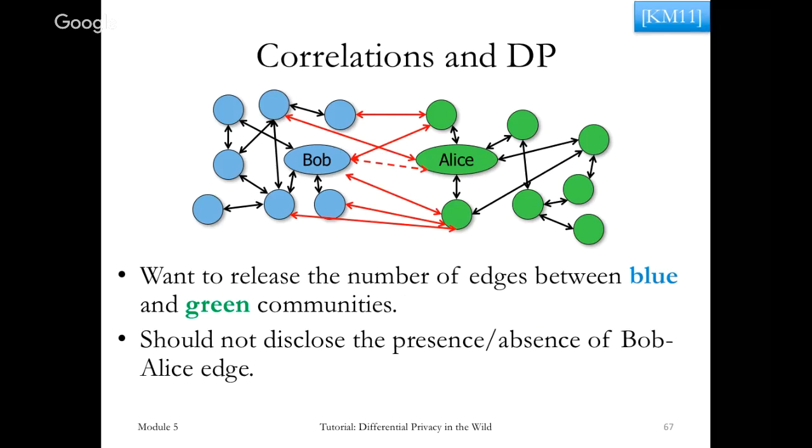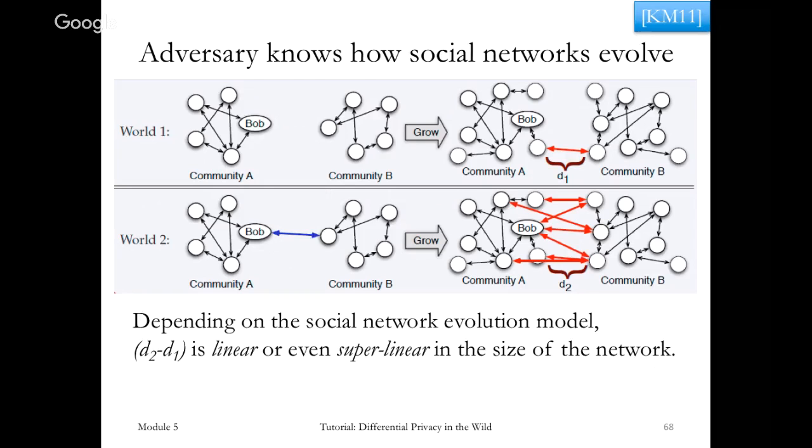If you think about it, if I want to protect each single edge, and I want to release the total number of edges, then if I add or remove an edge, the sensitivity of a count is just 1. So I can take the true count, add Laplace noise with parameter 1 over epsilon, and I get a differentially private count, and it should all be fine. That should hide the presence of this Bob-Alice edge. Well, let's look a little more. It's not necessarily the case.